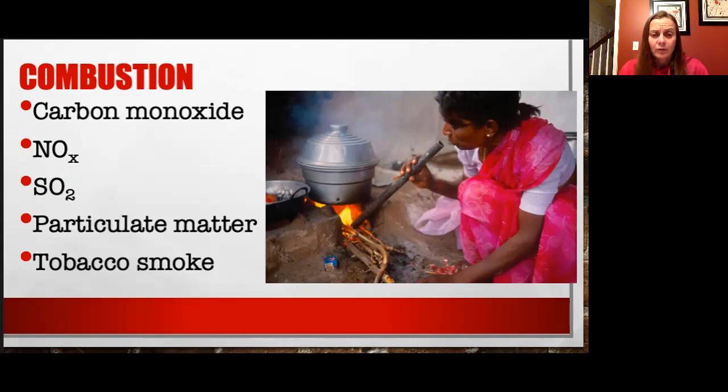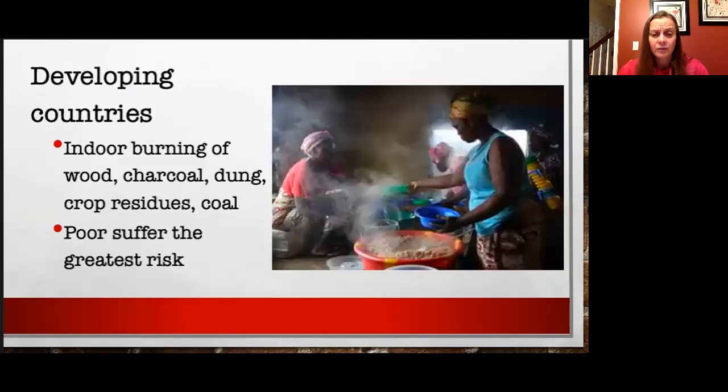Now, most of our homes don't look like this. Most of us do not cook over open fires, don't rely on wood fires to heat our homes. But in many developing countries, their primary source for cooking as well as heating their homes is burning organic materials. That might be wood or charcoal. In some poorer places, it might be dung or the remnants of their crops, or even coal. This means that the poorest people are at the greatest risk.